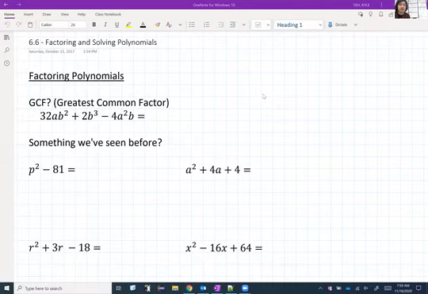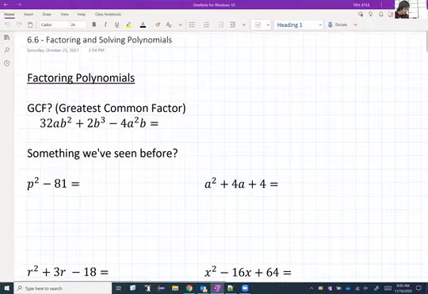Hey guys, this is going to be our video for section 6.6, which has to do with factoring and solving polynomials that have higher degrees than just 2. We've talked a lot about quadratics, especially in chapter 5, but now we're going to talk about some strategies we have for cubics, quartics, and so on. So stay tuned, buckle up. It's just going to be a lot of practice problems for the most part.